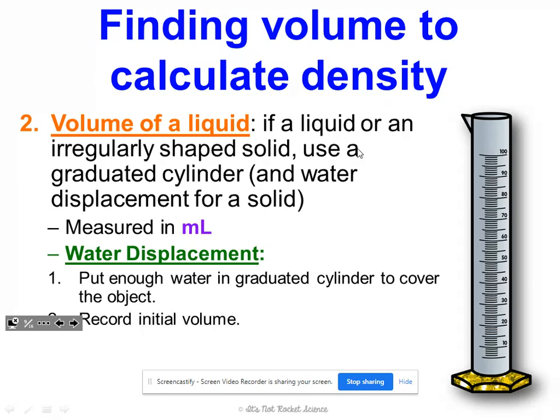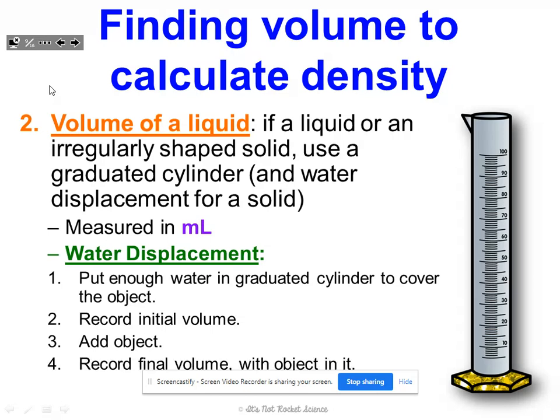You don't have to get to any certain volume. You just record down your initial volume. I'm somebody who likes to start at a known volume, like something in the tens place. It's just easy to see and get to, but you don't have to do that. That takes practice to get to exactly what you need. So any volume is fine, but you need to record down your initial volume. Then you add your object, and I usually recommend tilting your graduated cylinder so it slides in, so you don't create any water jumping out or splashing out of there.